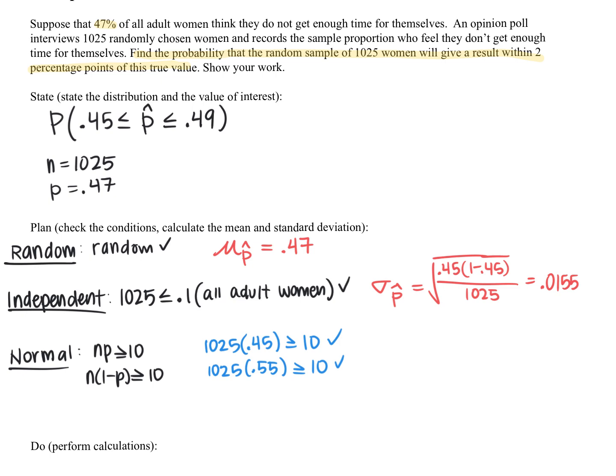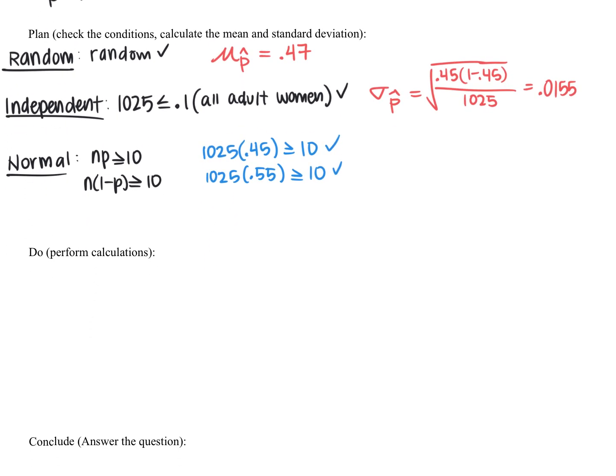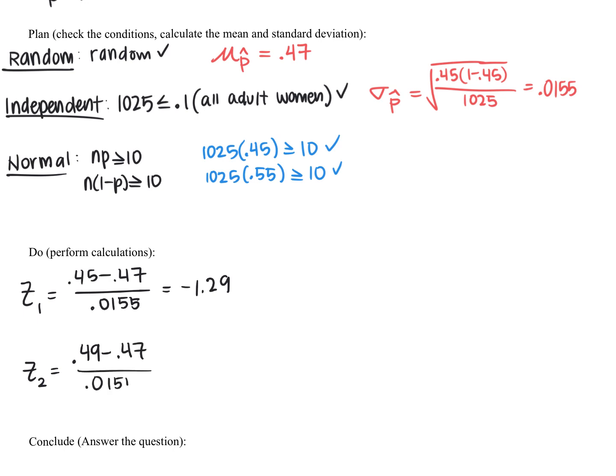So I have my probability statement. I have all of my conditions met for my distribution. Now I can do my calculation part. So I'm going to calculate my first z-score, which is going to be 0.45 minus 0.47 all over 0.0155. I'm going to get negative 1.29. My second z-score, I'm going to do 0.49 minus 0.47 over 0.0155, and I'm going to get positive 1.29.